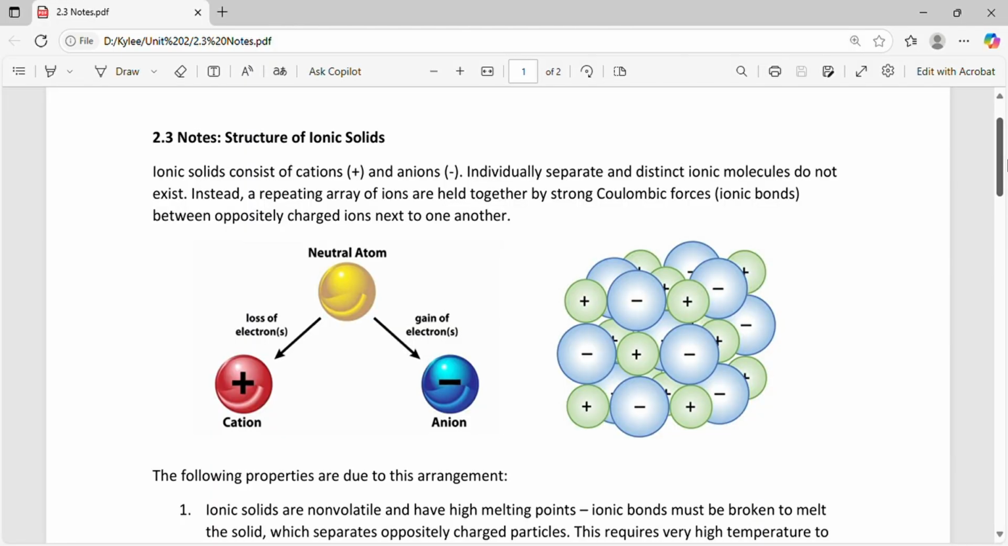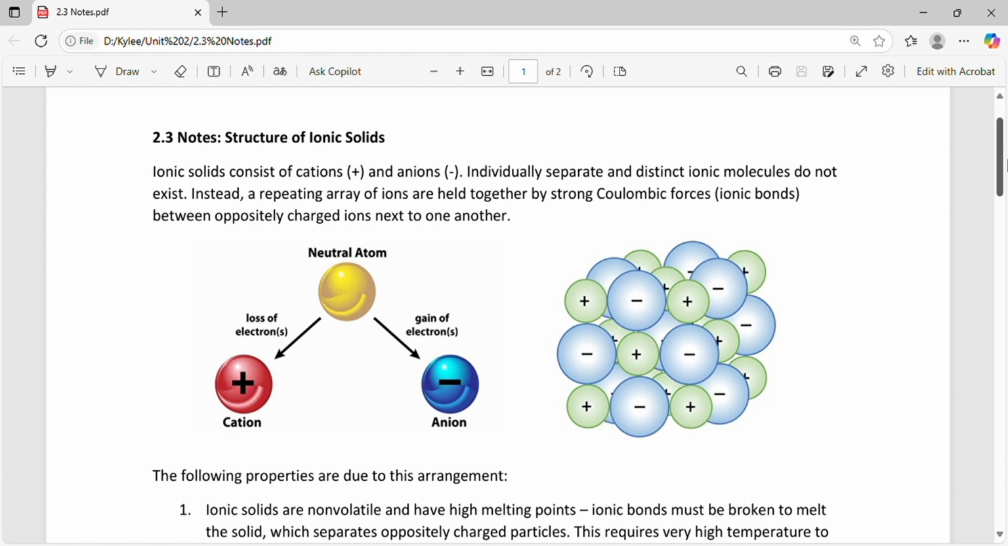This is Miss List, and in this video, we're taking a look at AP Chemistry 2.3, Structures of Ionic Solids. A lot of what gets covered in this section is introduced in 2.2 when we're talking about lattice energy, but we give it its own section just to make sure that we cover all the bases.